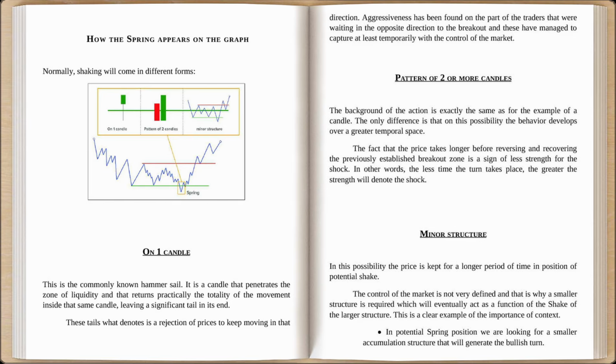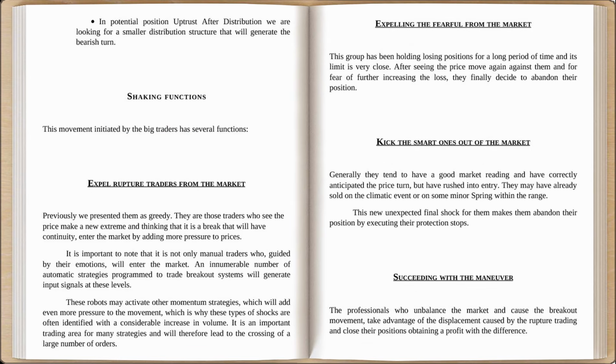Minor structure. In this possibility, the price is kept for a longer period of time in a position of potential shake. The control of the market is not very defined, and that is why a smaller structure is required, which will eventually act as a function of the shake of the larger structure. This is a clear example of the importance of context. In a potential spring position, we are looking for a smaller accumulation structure that will generate the bullish turn. In a potential upthrust position after distribution, we are looking for a smaller distribution structure that will generate the bearish turn.